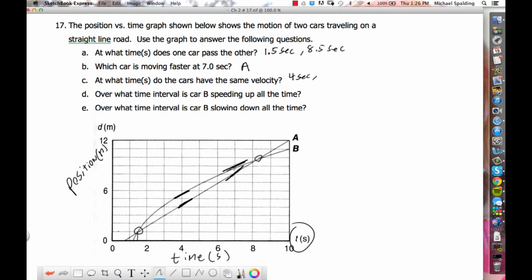Any other places? At 3 seconds? Yeah, 3 seconds. I'd say between 3 and 4 seconds. Yeah, you know what? Change this. I'd say between 3 to 4 seconds. And then all other places, the slopes are different.